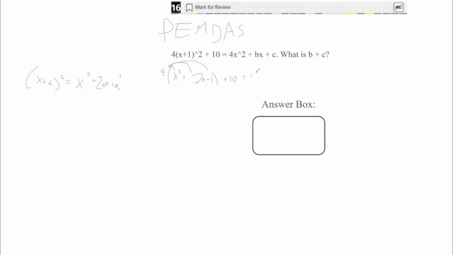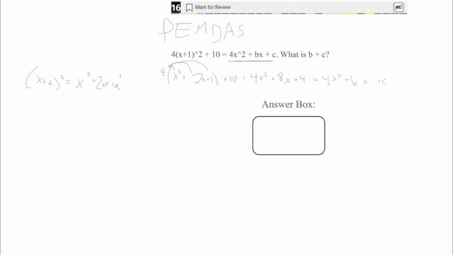All right, so 4x squared plus 4 times 2, 8x. If I make any errors, call me out, but should be right. 4 times 1 is 4. And then that is going to match up with this side now. It looks right? This is like our ax squared plus bx plus c. 4x squared plus bx plus c.